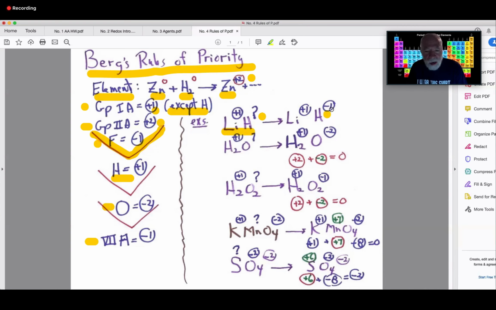Now these rules also give you some predictability. Okay, now minus 1 is not a very stable state of hydrogen. You would not want to hold lithium hydride in your hand because I guarantee it's going to react somehow. So lithium will become its normal state plus 1. So it gives you some predictability.